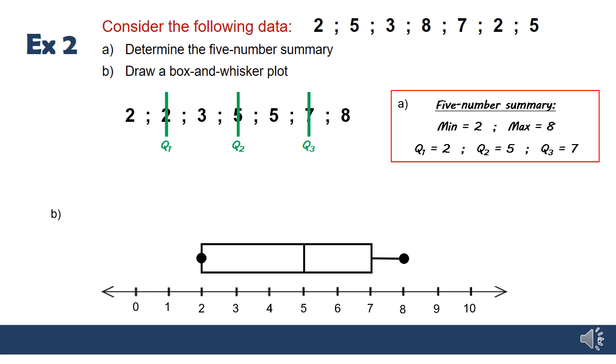Now notice that there's one whisker that can't be drawn because the minimum is the same as quartile 1, and that's okay. This one is just a little bit unusual, but nothing wrong with it. And then don't forget to label all of your values.